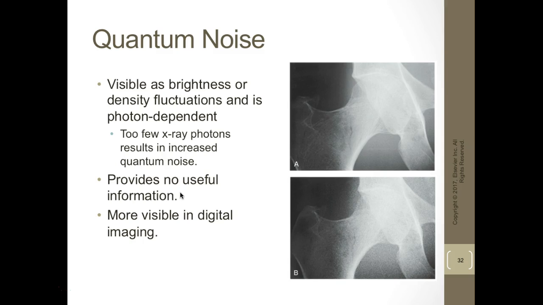Quantum noise is kind of the opposite. So this is where there's not enough photons reaching the image receptor. So visible as brightness or density fluctuations and is photon dependent. So too few X-ray photons result in increased quantum noise.